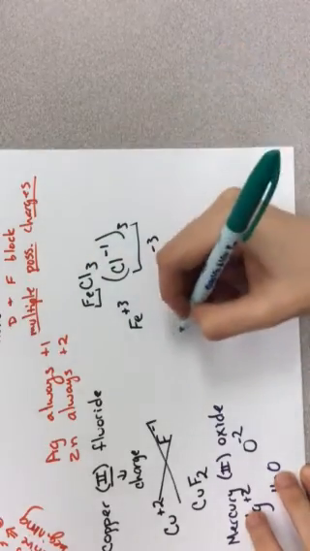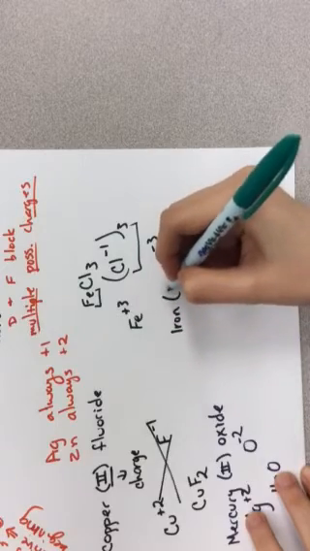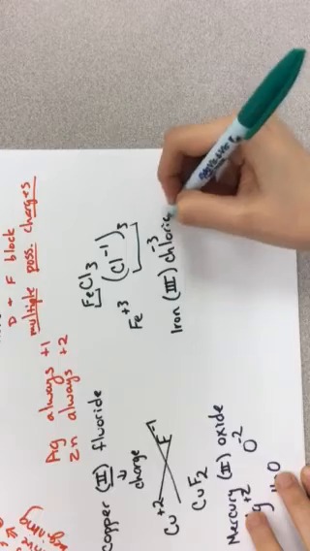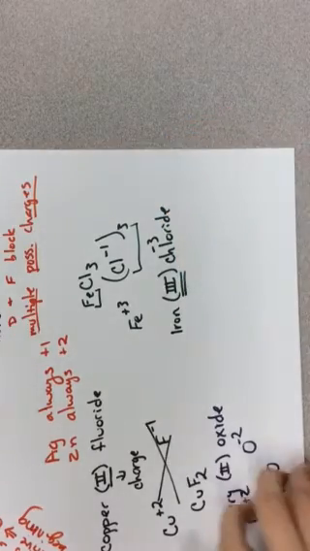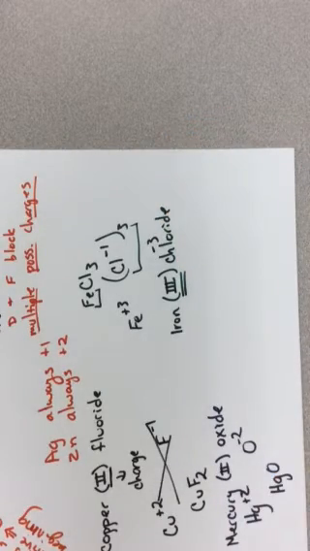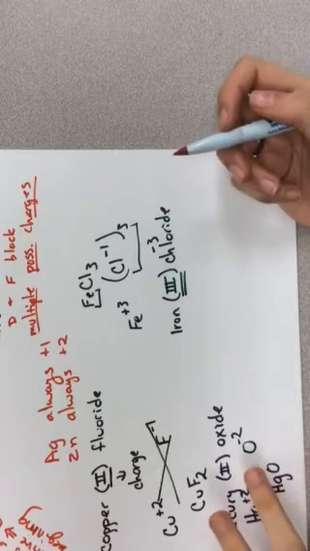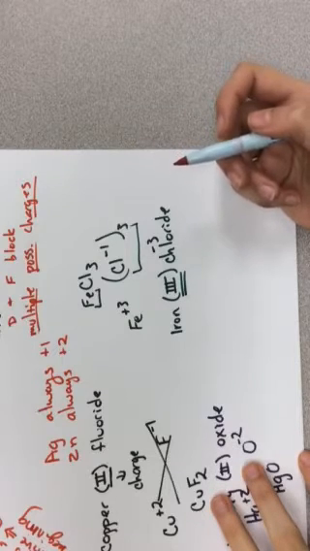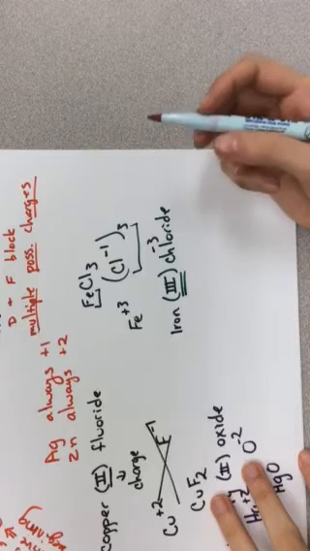So the way you would name this is iron 3 chloride. You cannot forget about that Roman numeral, otherwise it's really not possible to determine what you are talking about specifically. Okay, let's look at another one.